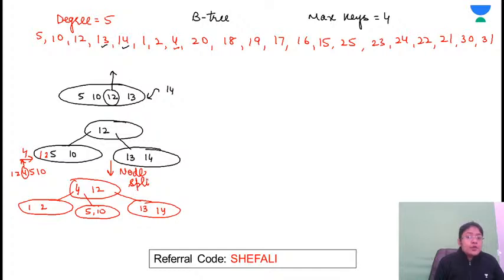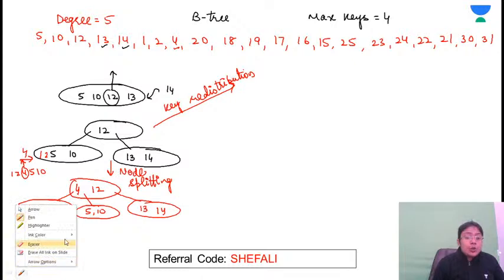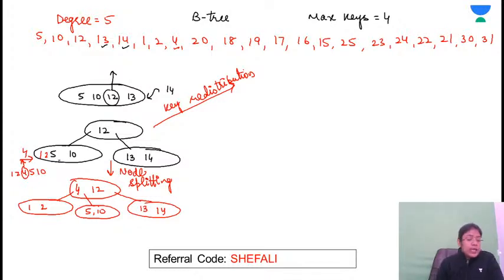What if I have to use key redistribution? Then what will happen? In that case, it won't split the node. It will ask its sibling, can you help me out? 1, 2, 4, 5, 10. This node is going through overflow case. So it will ask its sibling, can you help me out? Can you adjust one key? It will say, yes, I have the sufficient space.